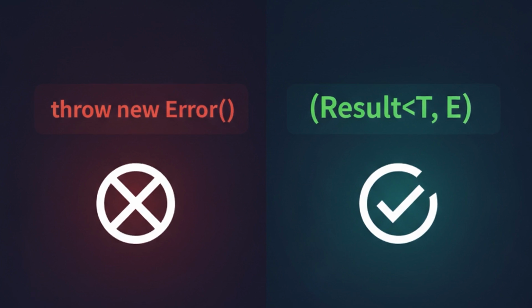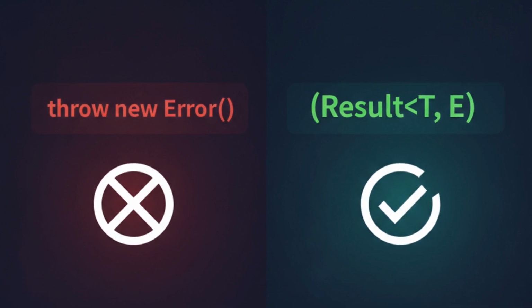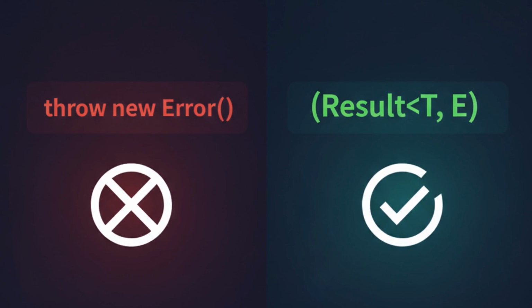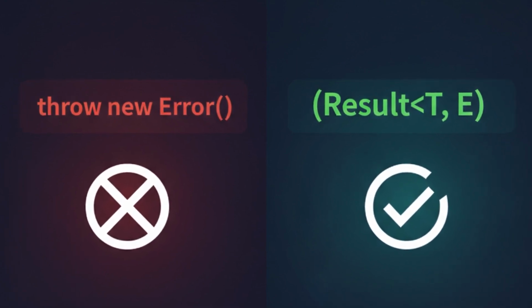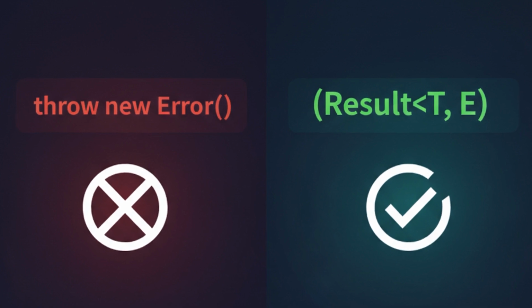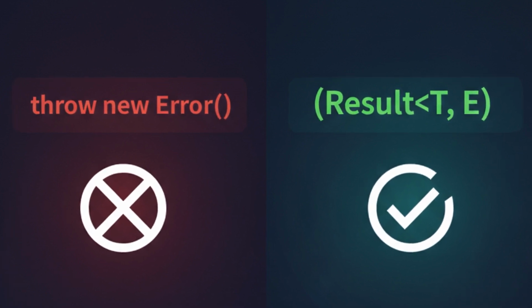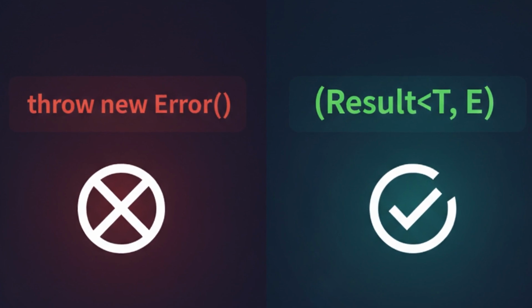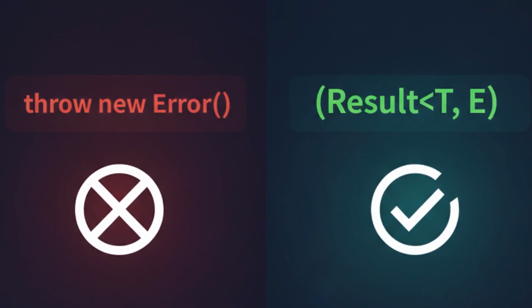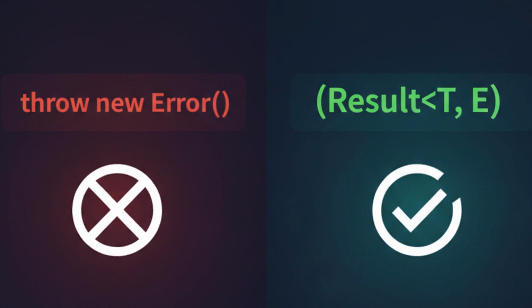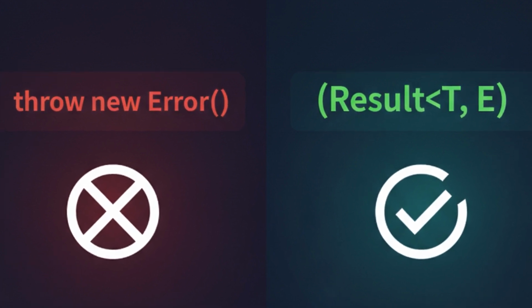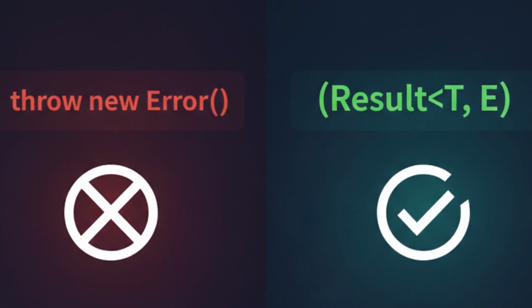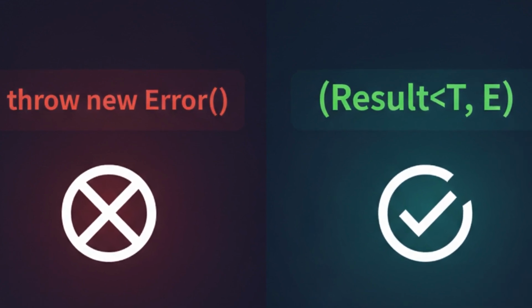Your TypeScript code is lying to you. That function you wrote, the type signature says it returns a user, but it can also throw, crash, or blow up at runtime, and the compiler has absolutely no idea. TypeScript tracks every type in your code except one, the errors. Today we fix that. We'll turn invisible exceptions into visible, typed values the compiler can actually reason about.